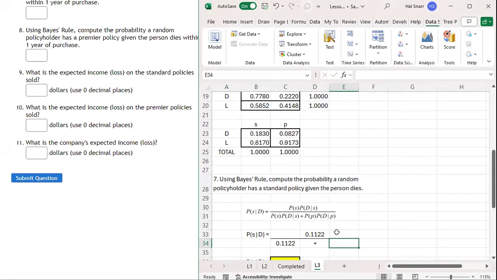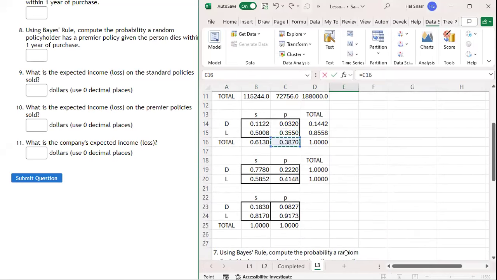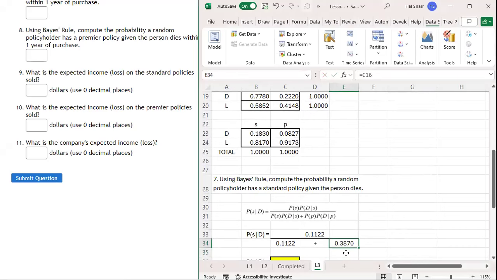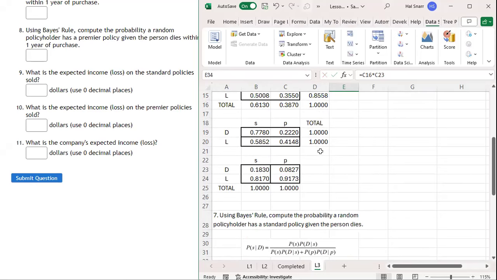I need to calculate this part here, the probability the person is a premier policyholder. The marginal probability of that is right here. 38.7% of policyholders are premium policyholders. That's that number there, right? Now we've got to multiply that by the probability of death given a premier policyholder. So given the person is a premier policyholder, what's the probability of death? That number right there. Now that should look familiar, 0.0320.